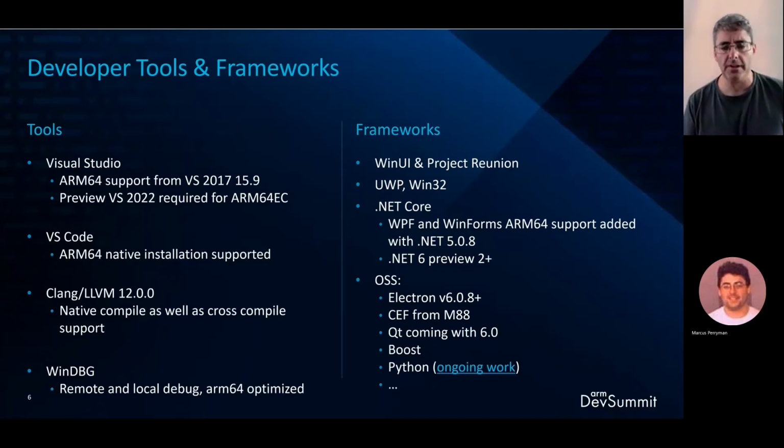And on the open source side of things, the story is changing very regularly. Electron 6.08, CFM88, Qt is coming with 6.2 that will support ARM64. Boost has a lot of support for ARM in there already, although not completely. I mean, Boost is a very large library, and we know Linaro is working on Python porting along with other people, and that ongoing work, I've included a link to that if you're interested or using Python. And as I say, that list is continuing to grow on a regular basis.